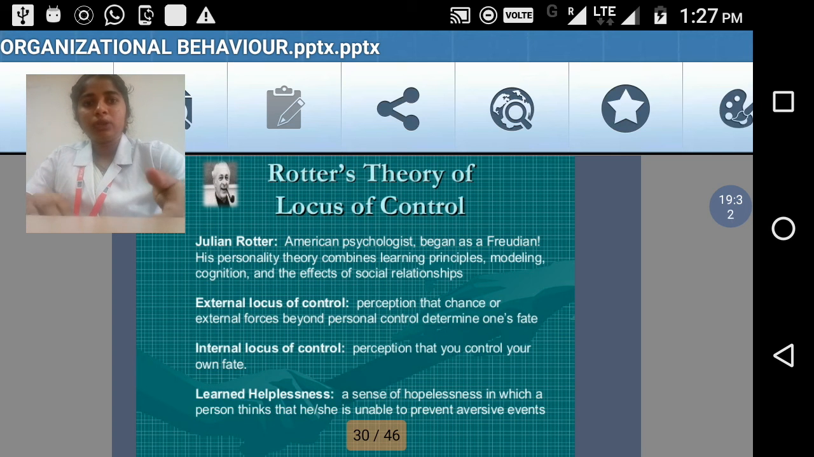And the next one is internal locus of control, the perception that you control your own fate. So what we have, we are able to change.